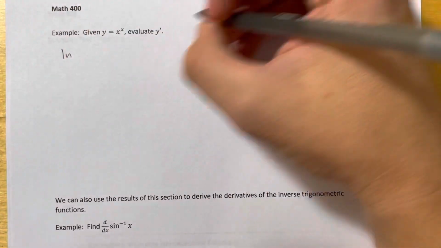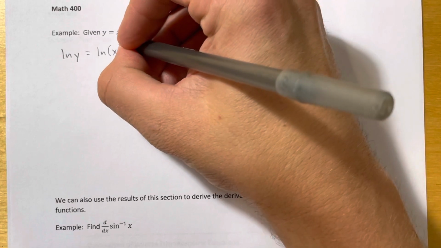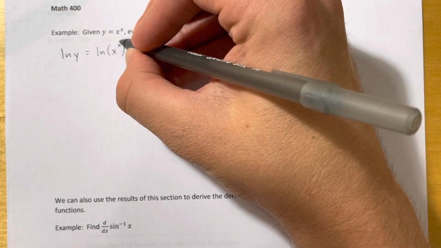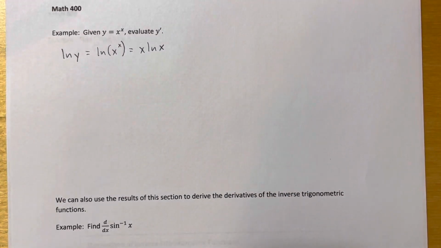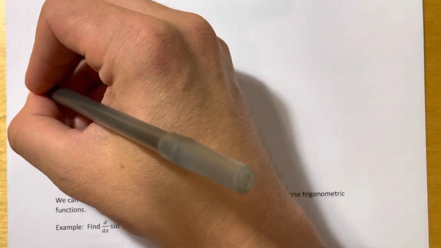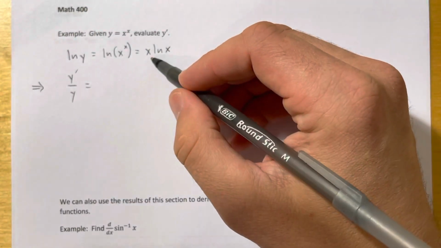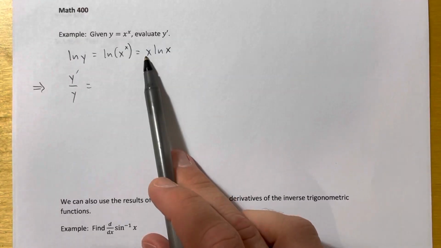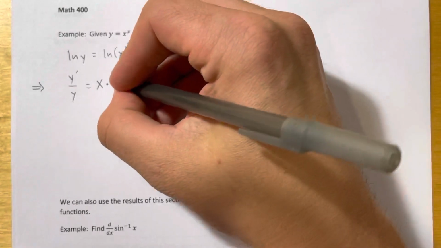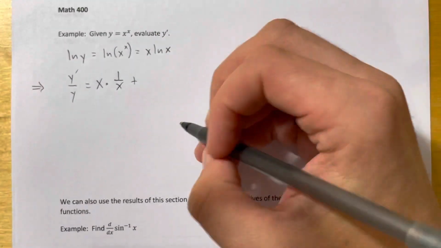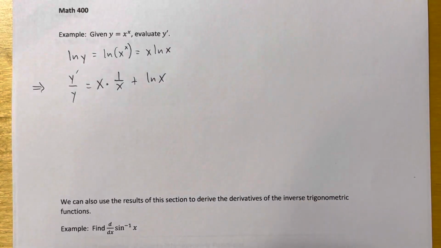I can take natural logs of both sides. Natural log of y equals the natural log of x to the power of x, and use my exponent property to bring this exponent out: x times the natural log of x. Okay? Now we differentiate both sides. As we've seen, this left-hand side becomes y prime over y. My right-hand side requires the product rule. So I'm going to have my first function, x, times the derivative of my second function, which would be 1 over x, plus the derivative of my first function, which is 1, times the second function, natural log of x. I don't need to write the 1, I could just say that.